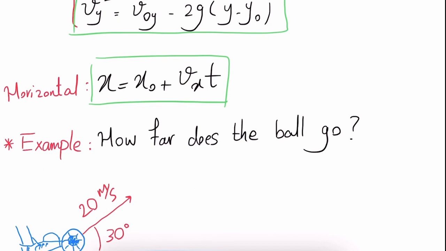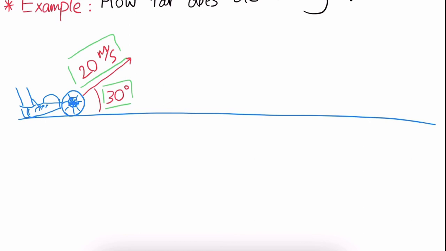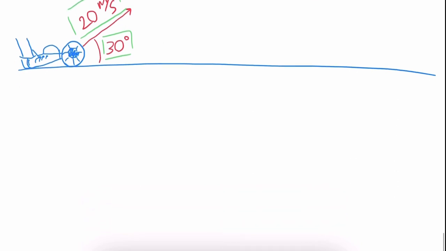Now, let's solve an example question here. The example is asking us how far the ball goes when thrown this way. So, the ball is thrown with an angle of 30 degrees and initial speed of 20 meters per second. Now, the first thing, as I mentioned before, we have to do in these problems is to project the vectors. So, we will now do the projection.